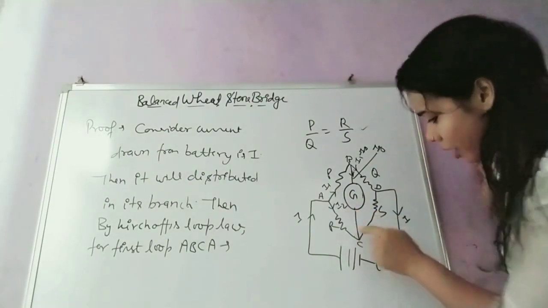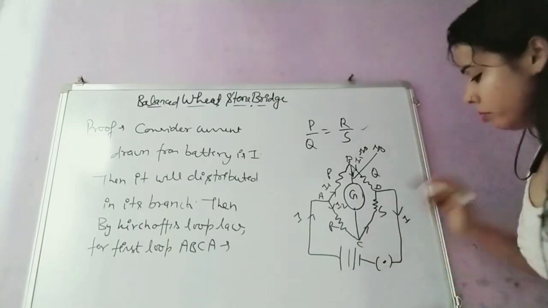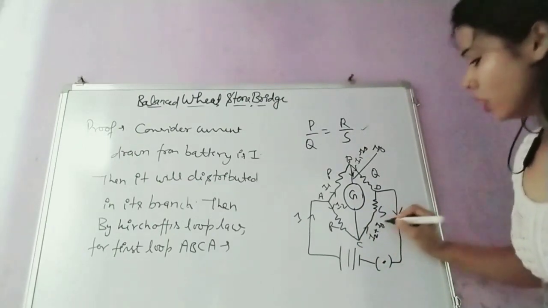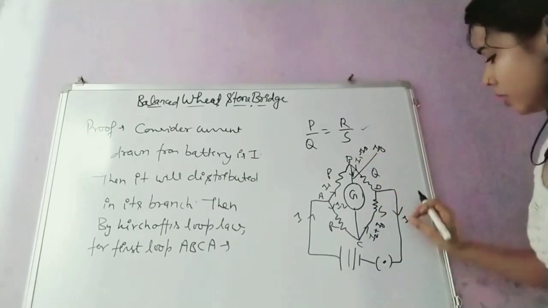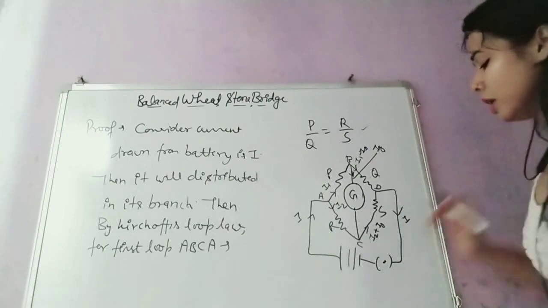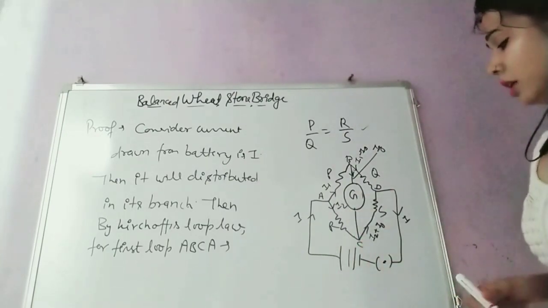Current entering is I2 and Ig. So leaving the junction is what? I2 plus Ig. Now all these currents are moving through it, and again the current coming to the cell is I. Okay, so up to here I think it is clear.